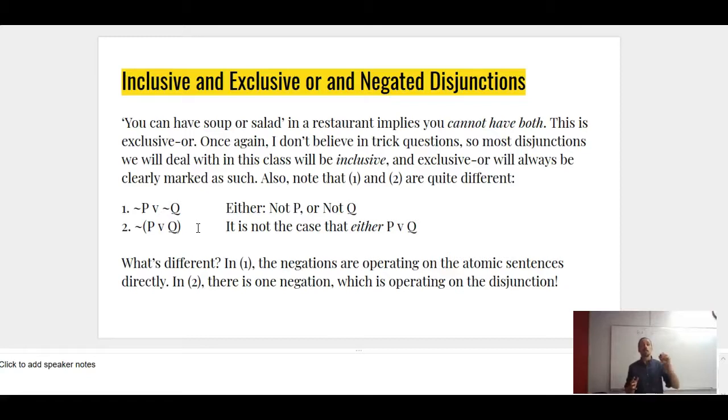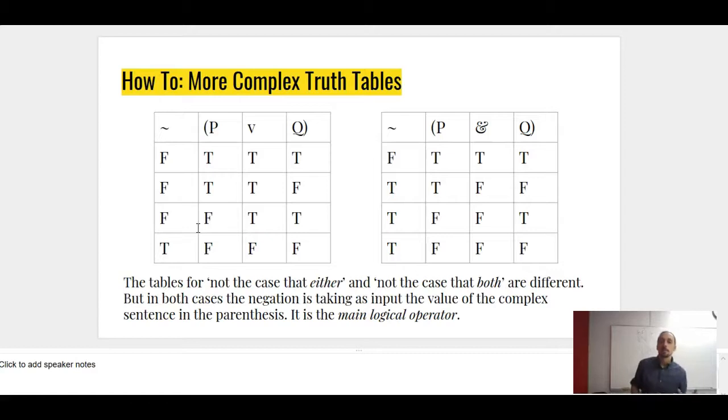The negation is not either not P or not Q. But in two, there's only one negation, and it's operating on the disjunction. It is not the case that either P or Q. Keep those in mind, because these kinds of things are going to be really important: more complex truth tables, when you have more than one operator, are going to be crucial to having a formal logical system with sufficient expressive power to be interesting.